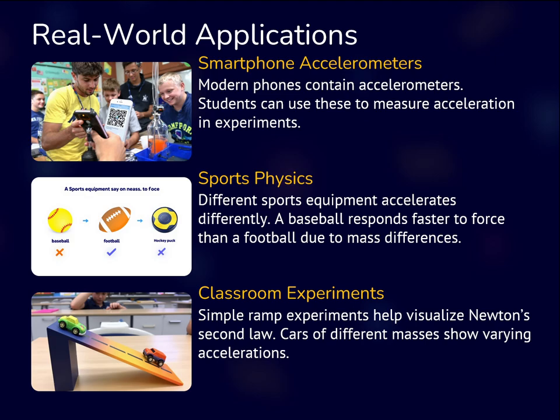Newton's second law isn't just for competitions, it's everywhere. For example, your smartphone uses an accelerometer to detect motion when you tilt it or shake it. In sports, a baseball flies farther than a football when hit or thrown with the same force because it has less mass than the football. In the classroom, a small toy car accelerates more quickly when let down a ramp compared to a heavier one, as long as the same force is applied. Whenever you're playing a game, driving a car, or rolling a toy down a ramp, this law is always in effect.